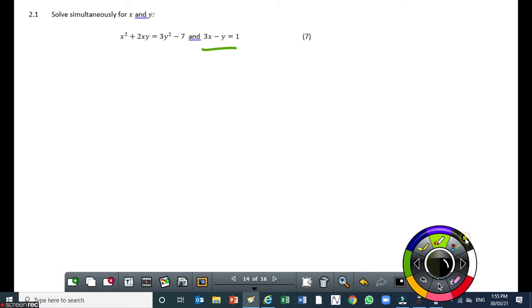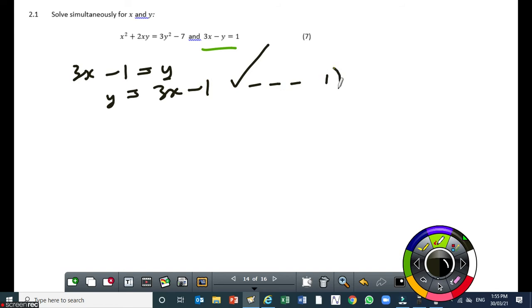So my suggestion, make y the subject there, because the coefficient of y is a -1. So I can take the -1 to the right, take the 1 to the left. If I do that, I'll get 3x minus 1 equal to y, and I can write this as y equal to 3x minus 1. You will get 1 mark for that. In actual fact, that will be equation 3.